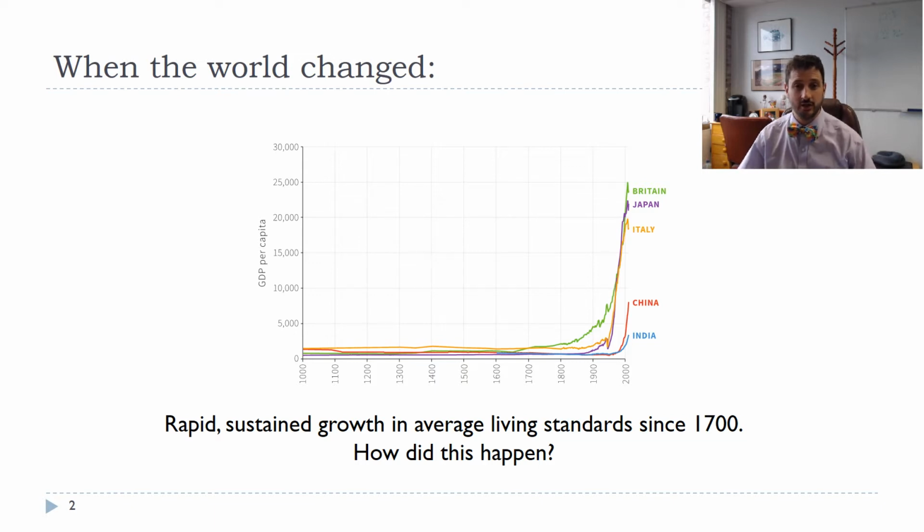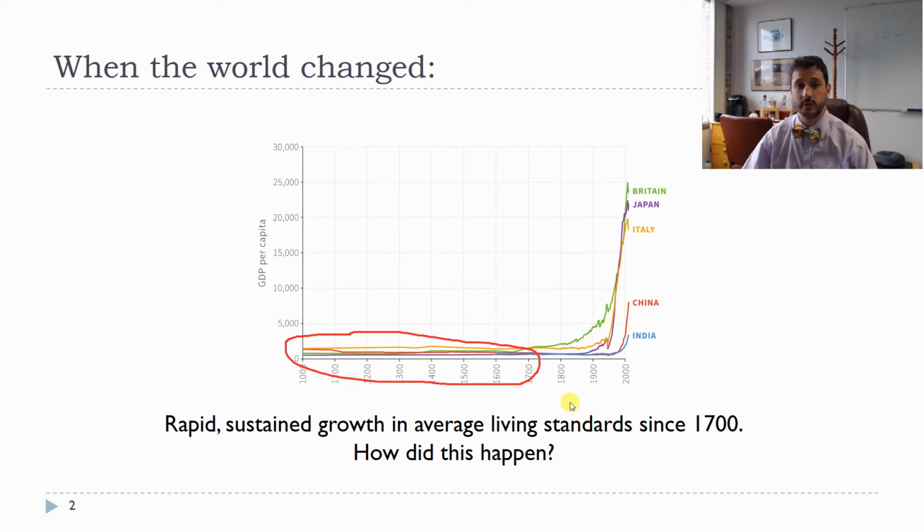Now, if we take a look at GDP per capita in a bunch of different countries, from about 1000 to 1700, it doesn't change a whole lot, right? It's pretty flat. And then Britain starts to grow somewhere around 1650, and then they start growing a little bit faster after 1800. That's the Industrial Revolution. Italy's a bit slower, but they do catch up. Japan starts around 1870 or so. And then China and India really only start growing until 1980.